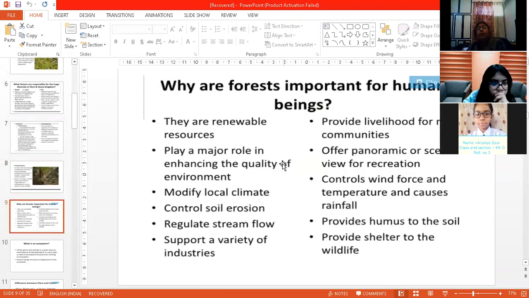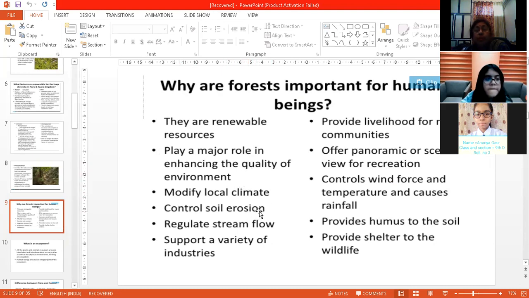Now, next topic that we are going to cover is why forests are important for human beings, or what is the importance of forests. Firstly, they are renewable. They enhance the quality of the environment. They improve the quality of air. Wherever we have trees, the temperature of that area will definitely be lower. So they modify our climate.